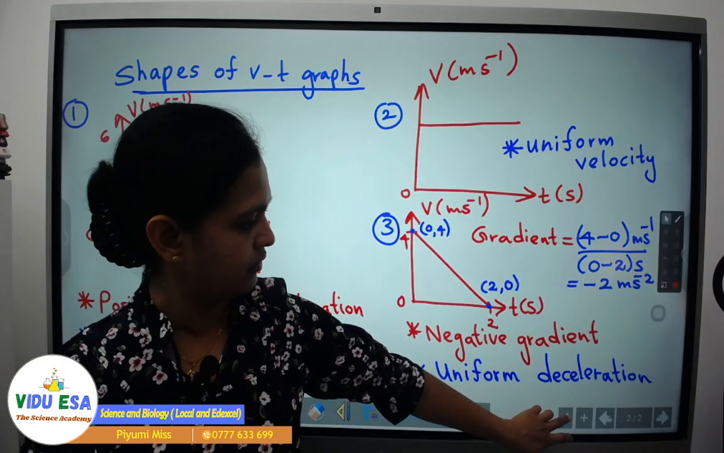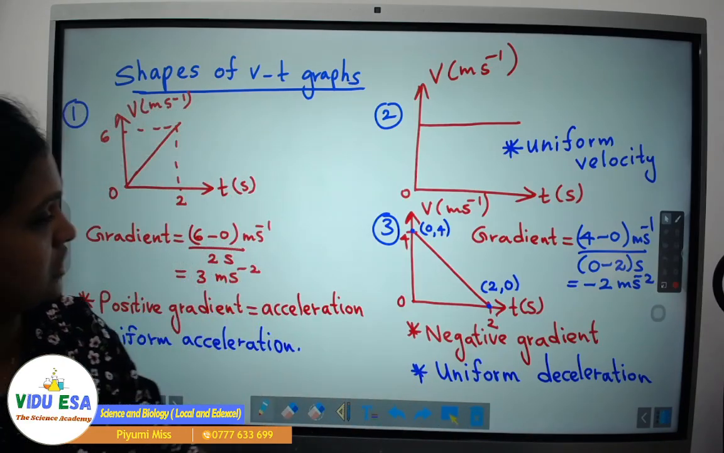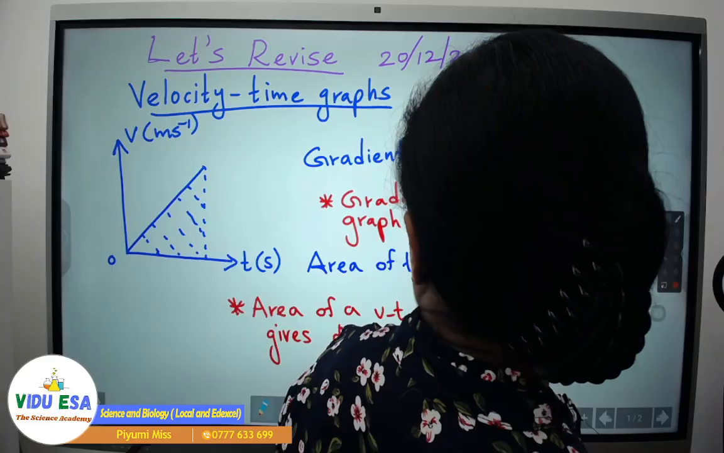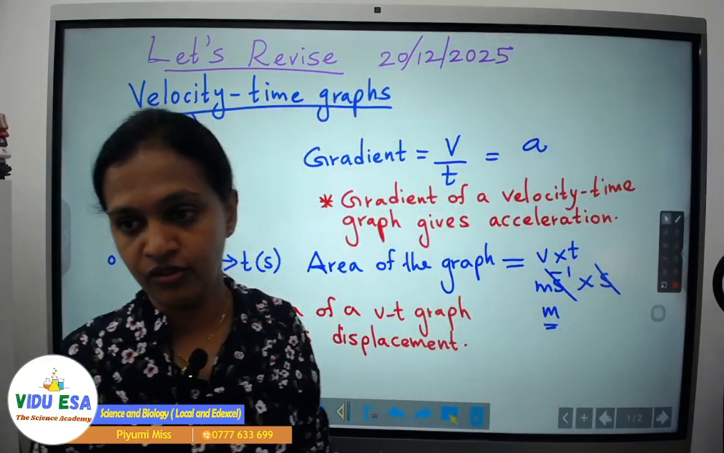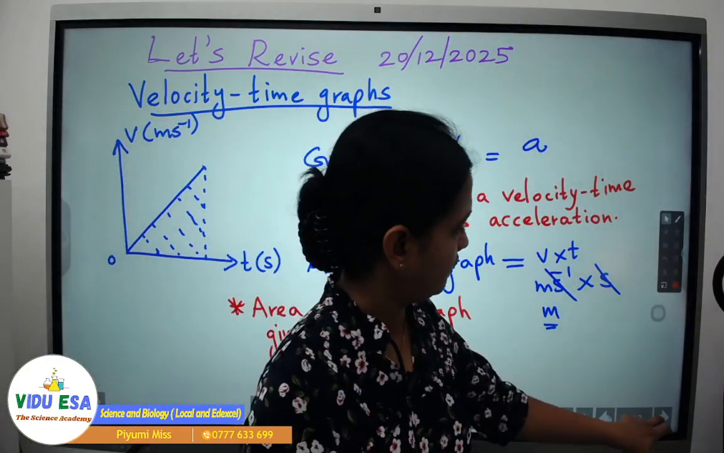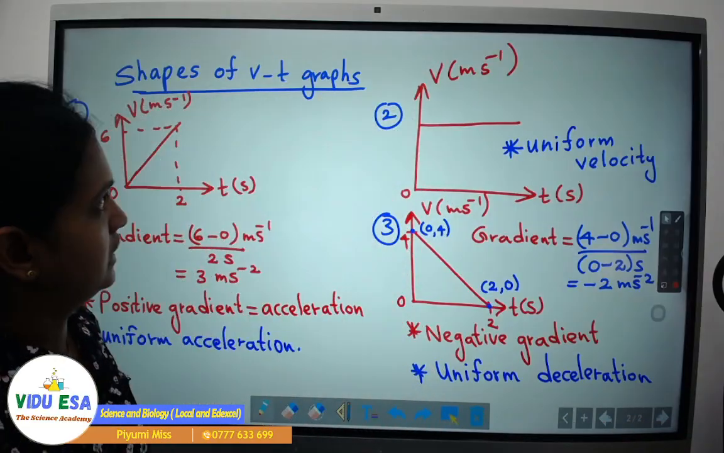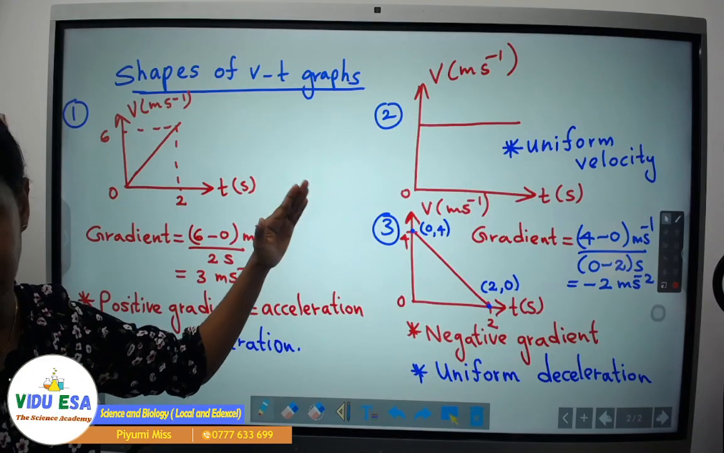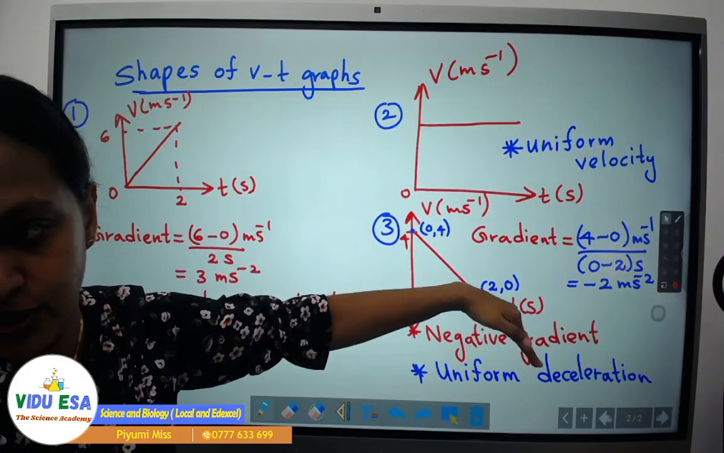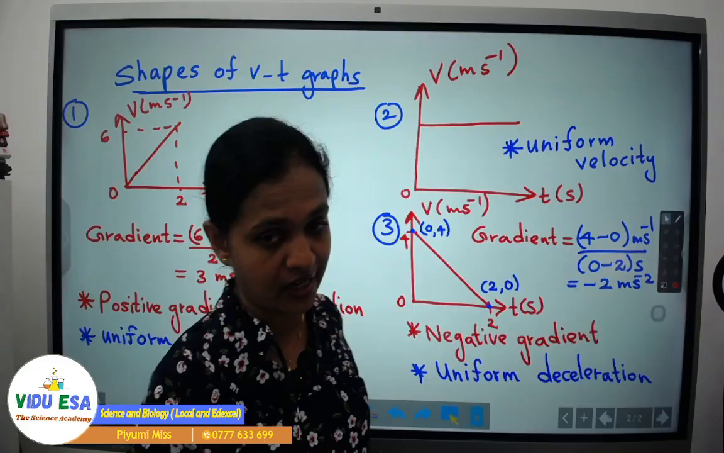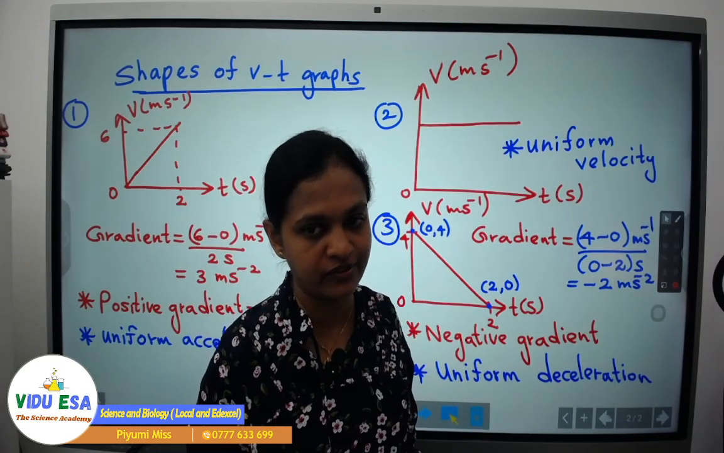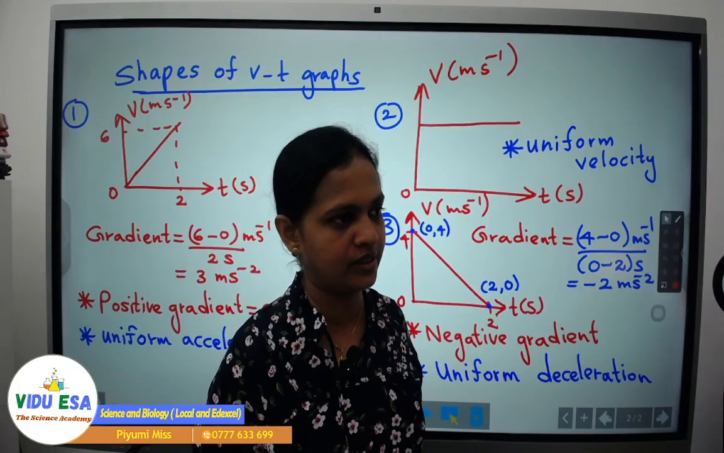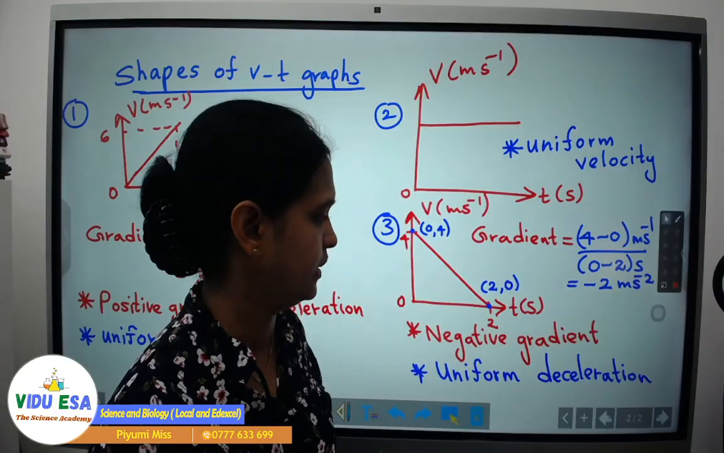First I mentioned the gradient and the area of a velocity time graph. Then we learned about the three different shapes of velocity time graphs: uniform acceleration, uniform velocity, and uniform deceleration. When you are describing a motion, it is essential to give the word uniform. Because when the gradient is a constant, you have to definitely mention that it is uniform.